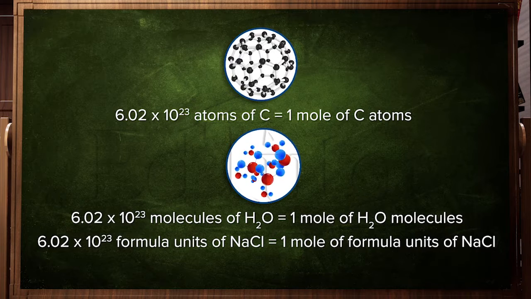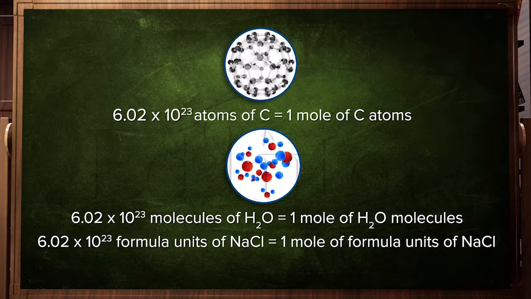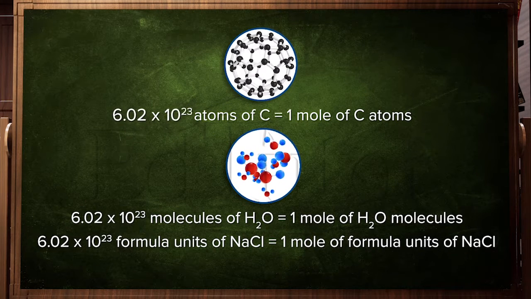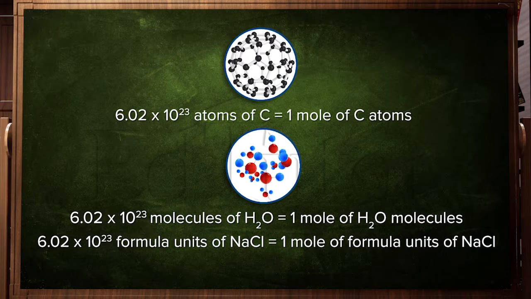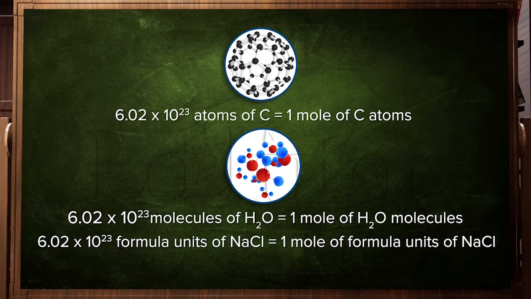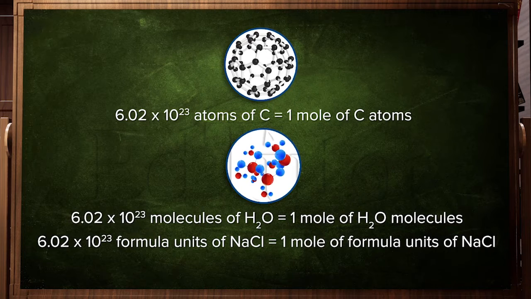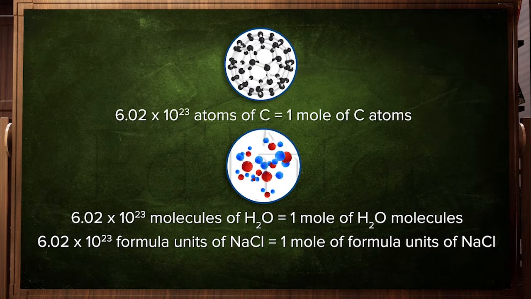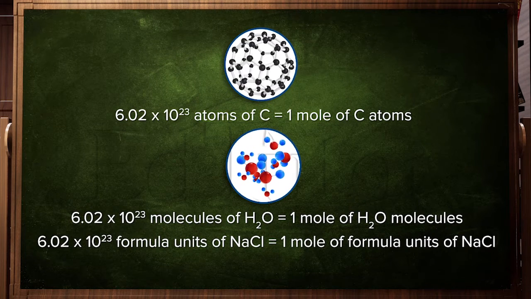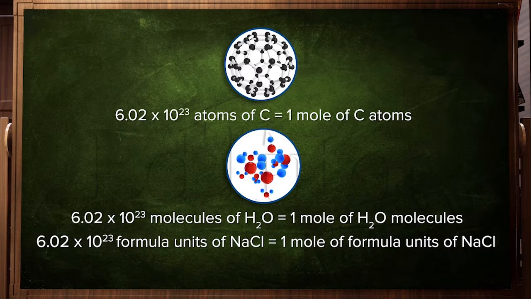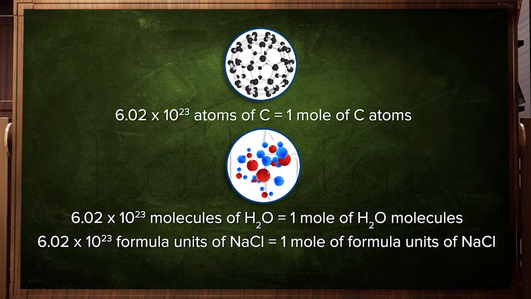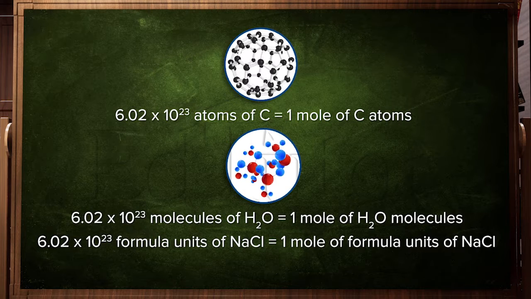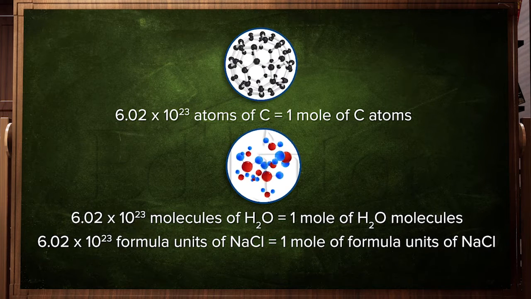So, I can conclude that 6.02 × 10^23 atoms of an element, or 6.02 × 10^23 molecules of a molecular substance, or in fact 6.02 × 10^23 formula units of an ionic compound always equal 1 mole.